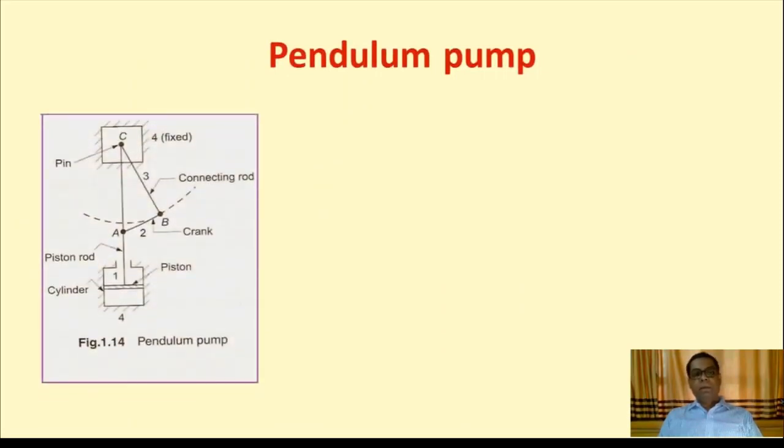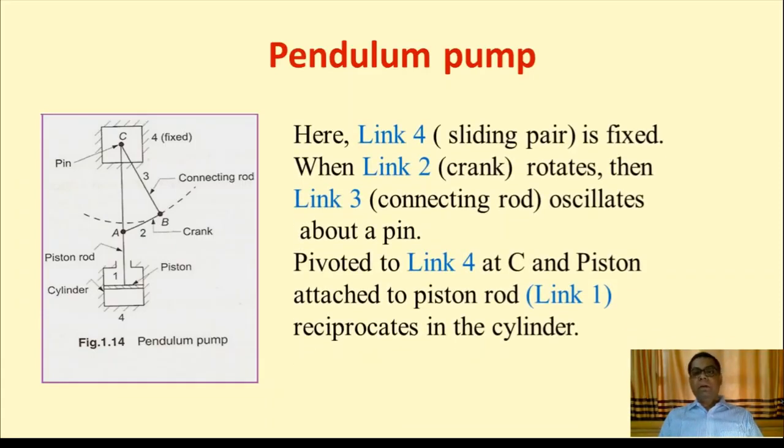In pendulum pump, you can see in the given figure that just like the pendulum, one segment of this particular link, that is AB, periodically oscillates, and similarly the connected another link, that is BC, also moves and acts like a pendulum. The link 4 or the sliding pair is fixed. When link 2 or crank rotates, then link 3 or the connecting rod oscillates about the pin, which is pivoted to link 4 at point C, and the piston attached to the piston rod or link 1 reciprocates in the cylinder. So this is why it is called a pendulum pump.